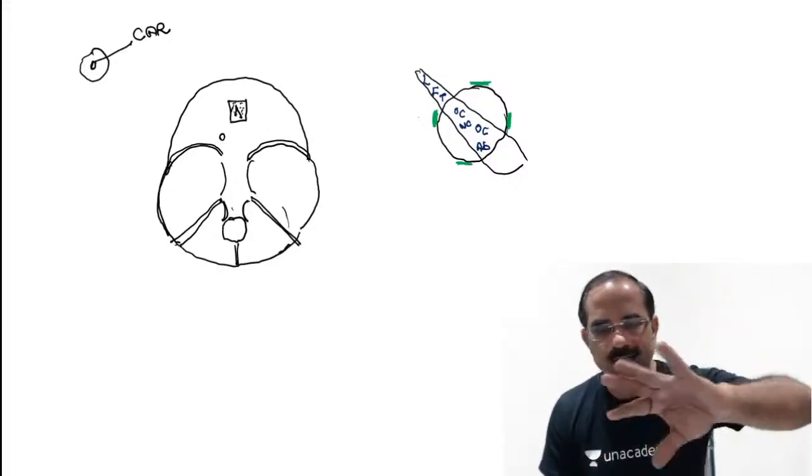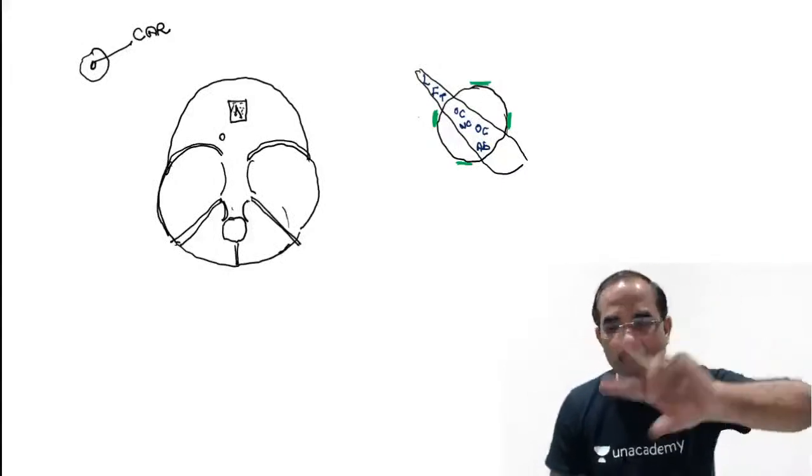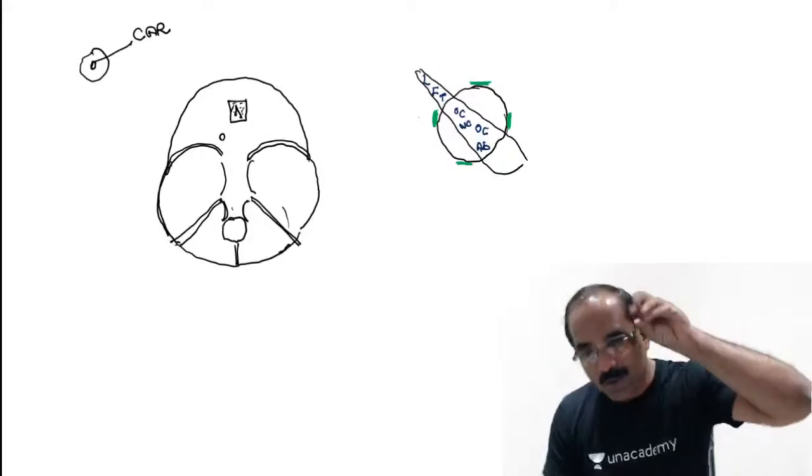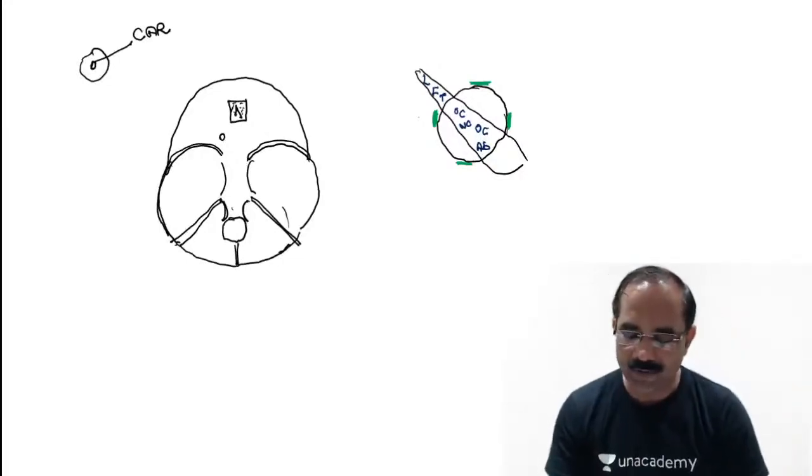Lacrimal, frontal, trochlear, that's in the lateral compartment. In the intermediate compartment, the 2 rami of the oculomotor nerve. Between the oculomotor nerve goes what? The nasociliary, and there's an abducens here.